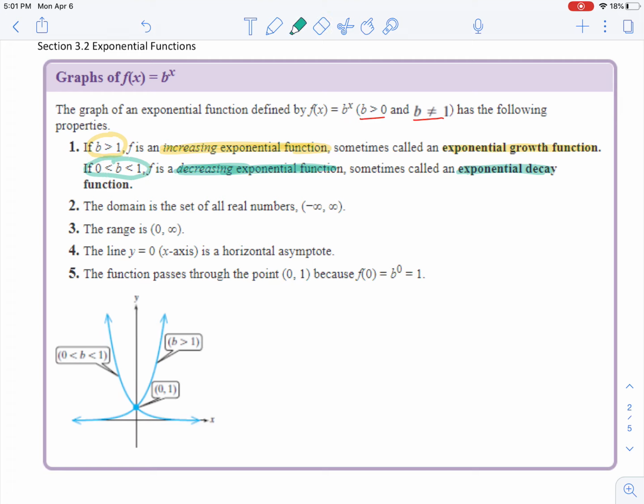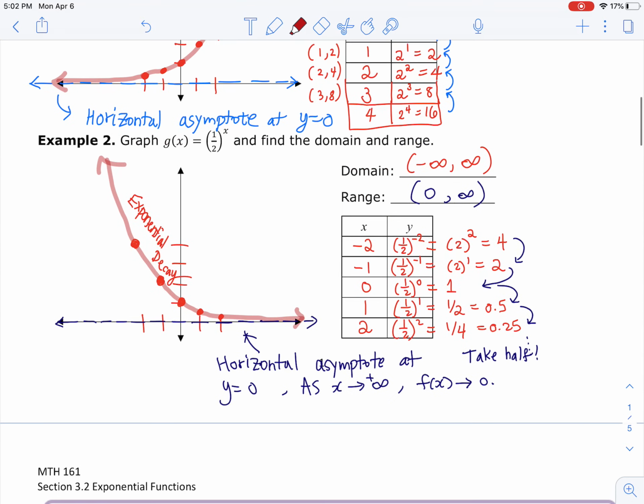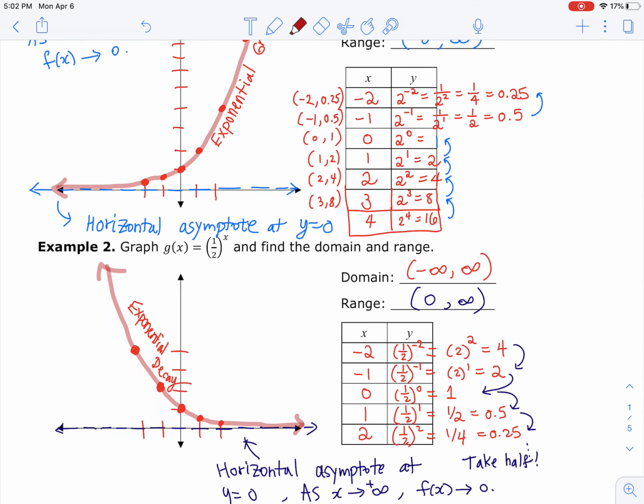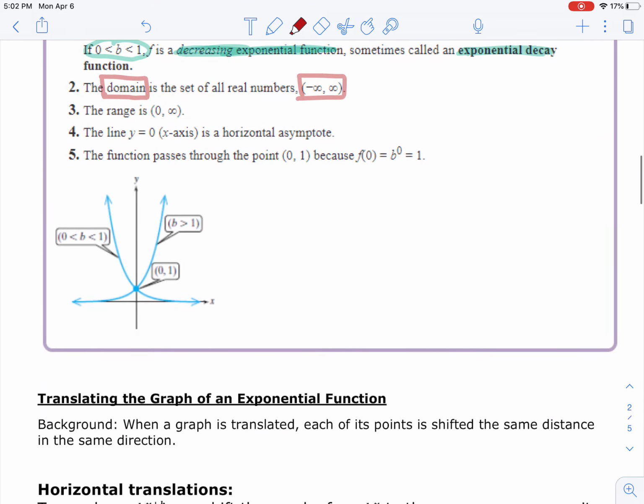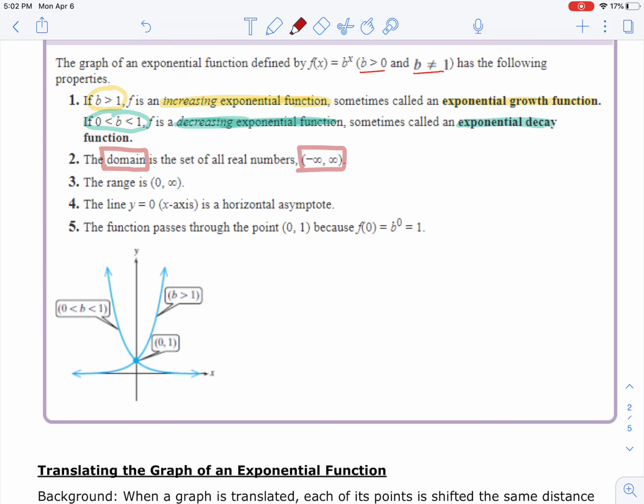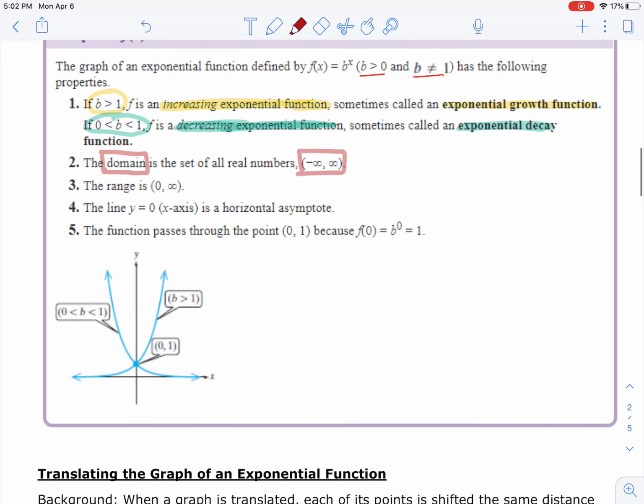I do have a Canvas quiz problem that asks you which one of these are growth or decay. And I want you to just be careful, okay? All right, so that's how you can tell whether it's a growth or decay. A couple other important things that we already talked about. The domain of any exponential function is always all real numbers, okay? Because, like you've seen, we can raise a constant to any power if we want.